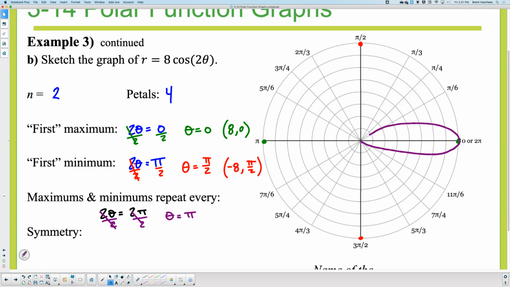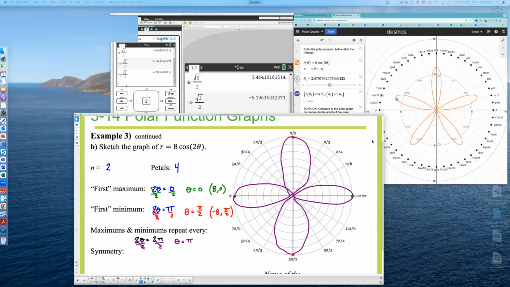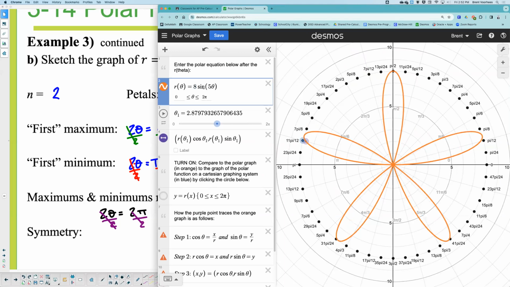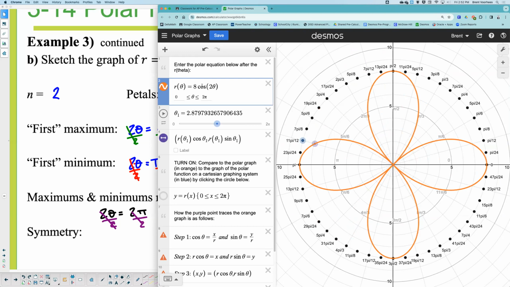It heads back around. It goes down here. Back around. It would hit this spot. It'll come back around this way. And then it comes back here. I know it looks messy, but that's how it looks. If you don't believe me, let me just show you right here. 8 cosine 2 theta. Don't just watch my shape.